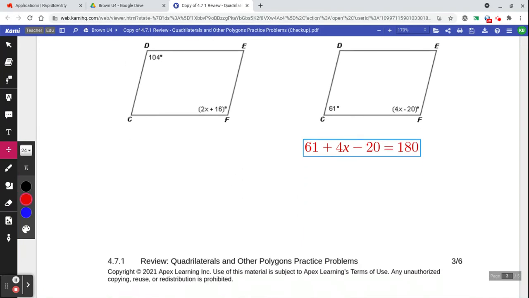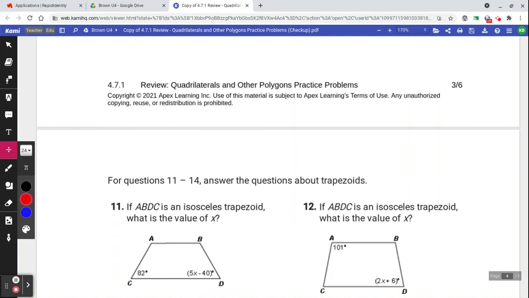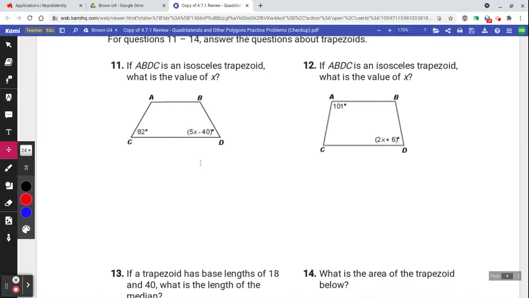Again, I'm not going to do a lot of the solving. You're going to solve. I'm going to help set up. Let's see what's next. Number 11. We also have done these very, very recently, but maybe I'll help set them up. The trapezoids can be a little more difficult.